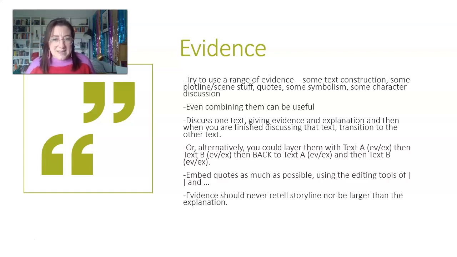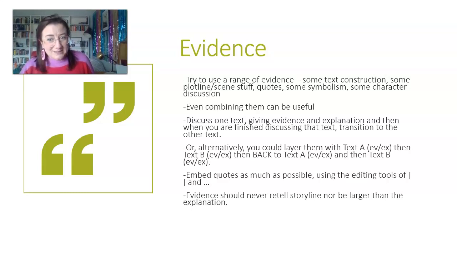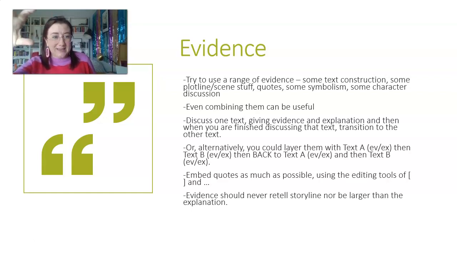Discuss one text. When you're doing the layering of the evidence, make sure you do one text, so say The Longest Memory, give the evidence for that, then explain that, then when you're finished discussing the text, transition to the other text, which I'm going to show you how in a moment. So that's one way that you can structure your piece, is giving one text, giving the evidence for that, detailed explanation, and then transition to text B.